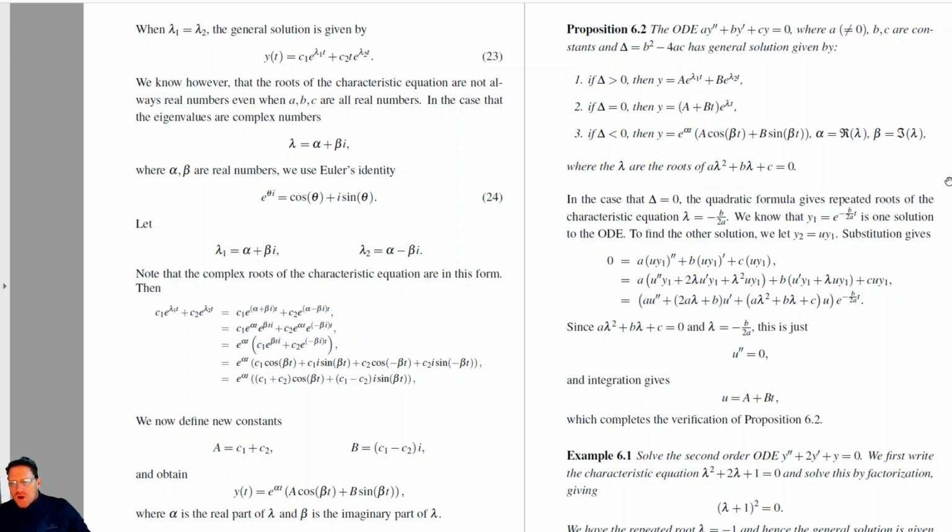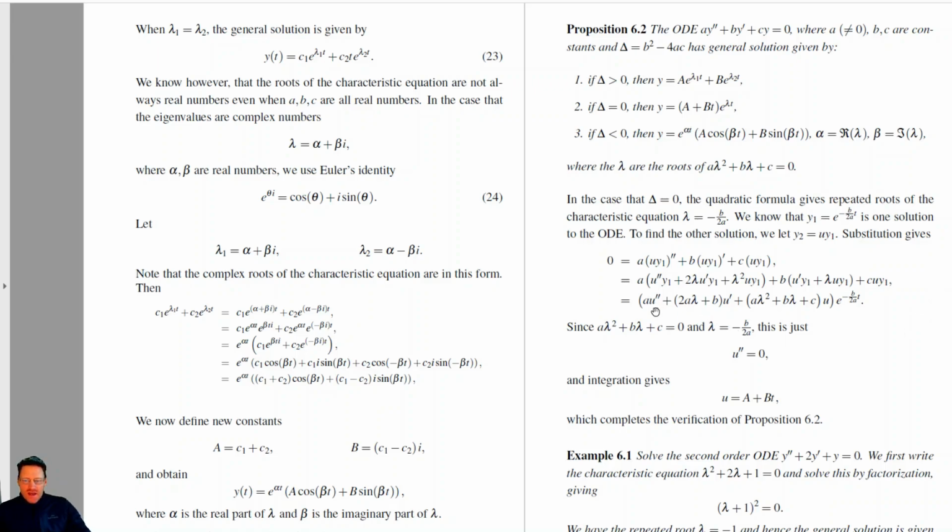So we have y1 equals e to the minus b over 2a t is one solution to the ODE. To find the other solution, we let y2 be equal to u times y1, and then we substitute into the ODE. Okay, so we have a times the second derivative of u y1 plus b times the first derivative of u y1 plus c times u y1. And now we've got to use the product rule and then rearrange. So I'll let you go through the details of that.